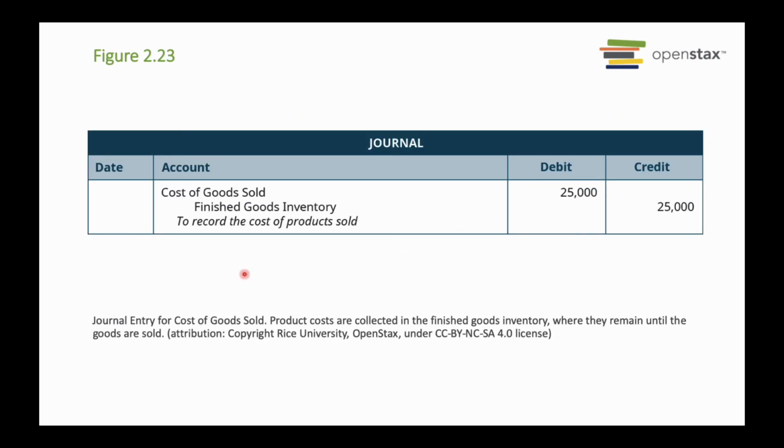This is a journal entry for cost of goods sold. Product costs are accumulated in the finished goods inventory account, and when the products are sold, the debit is charged to the cost of goods sold account and the amount is credited to finished goods inventory.